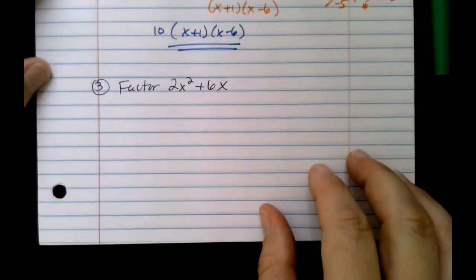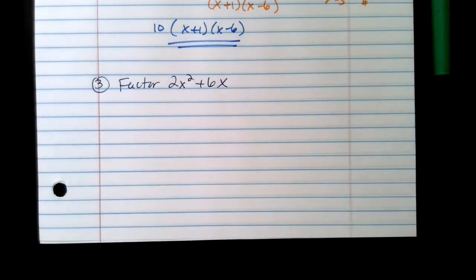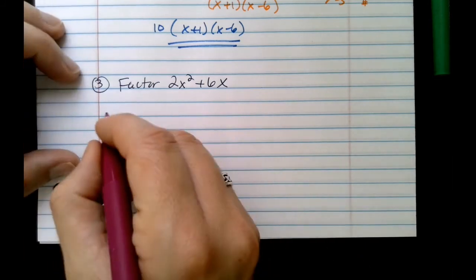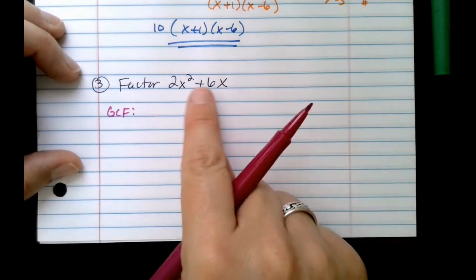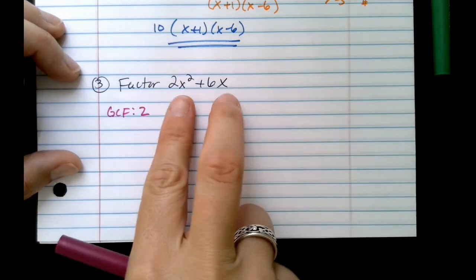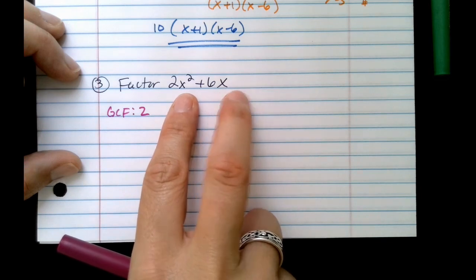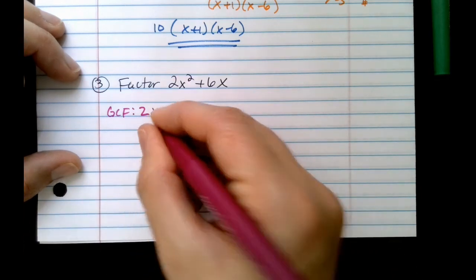Let's look at one more example here. In this problem here, notice it's a binomial. So again, the first step is to figure out what's the GCF. Notice numbers are in common, 2 and 6. The common factor is 2, and they both have a variable. So this has 2 x's, but this has only 1, so they only share 1. So we're going to factor that out.